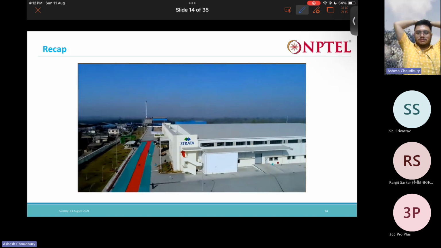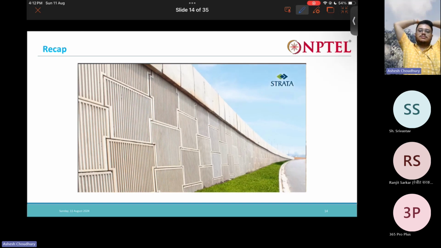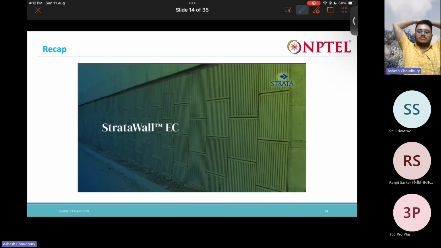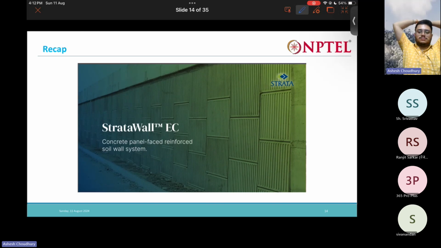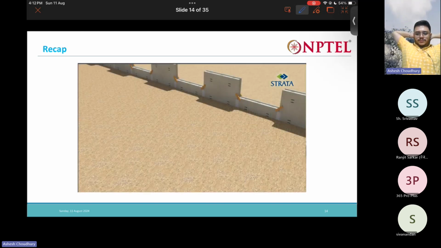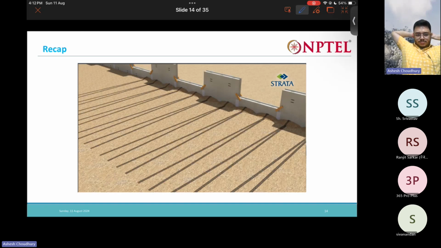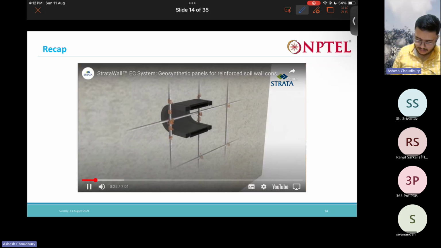Strata. With eyes on innovations, we have developed patented systems for panel walls. Strata Wall EC is a concrete panel-faced reinforced soil wall system. The granular backfill is reinforced with Strata Strip geogrids to create an internally stabilized mass of reinforced soil. Strata Strip is positively connected to the panel.